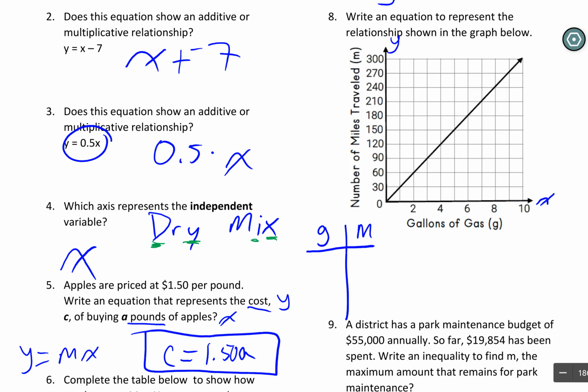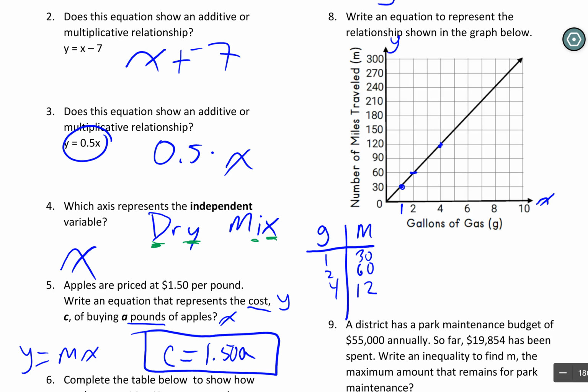So at 1, then it's going to be 30. So at 1 gallon, I have 30 miles. At 2, I have 60. And you can pick any points you want. So even if we went all the way over here to 4, and 120, that's still fine.